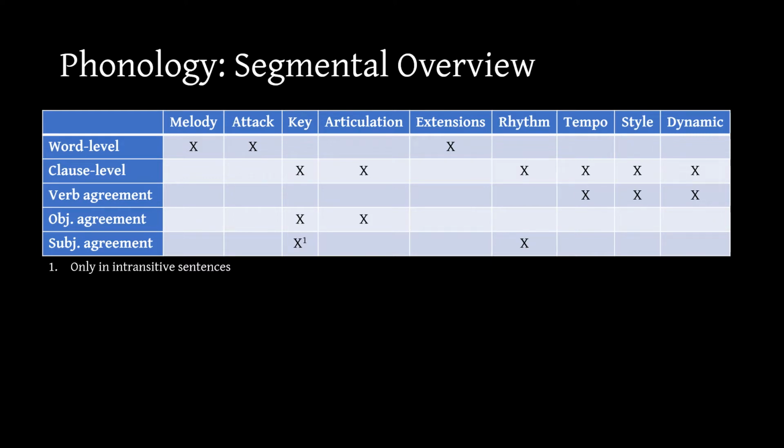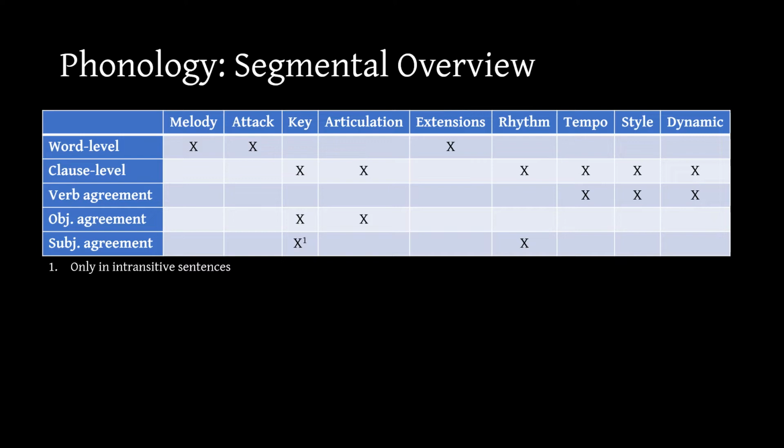Same with articulation and rhythm. And then tempo, style, and dynamic, well, those aren't inherent to nouns, those are inherent to verbs. So you can see, not only do you have to agree the entire sentence to the noun that you're working with, but also you have to agree the entire sentence to the verb. It's a very refined conjugation system.